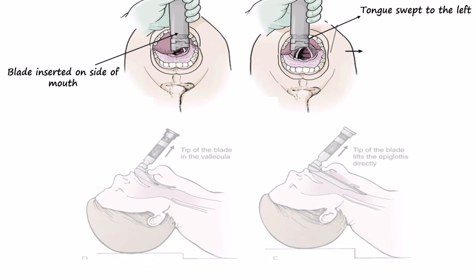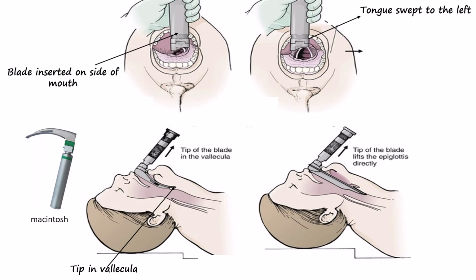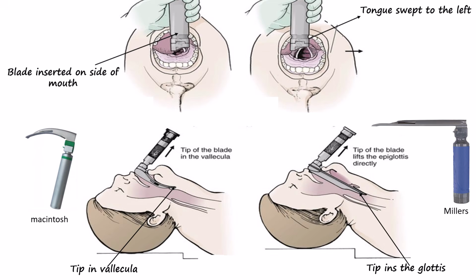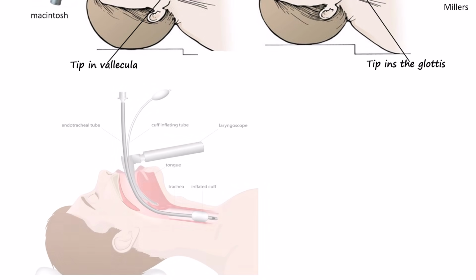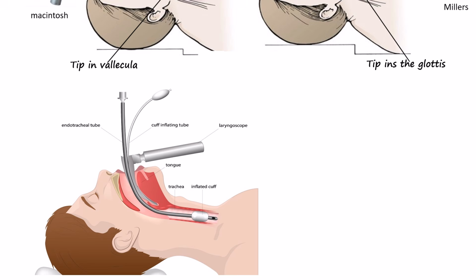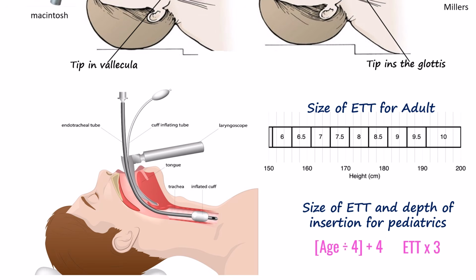For a Macintosh blade, the tip is positioned in the vallecula to indirectly lift the epiglottis, whereas for a Miller blade the epiglottis is directly lifted. The vocal cords are then identified, and an appropriately sized endotracheal tube is advanced through them into the trachea. In adults, the depth of insertion depends on the patient's height, but as a general guide it is usually about 23 cm at the incisors in males and about 21 cm in females. In children, formulas are available to guide both the selection of tube size and the appropriate depth of insertion. Once the tube is in place, the cuff is inflated and ventilation is commenced.